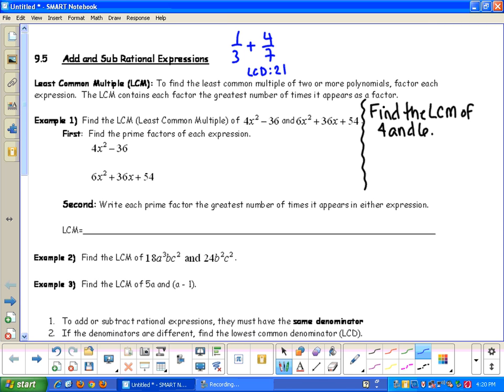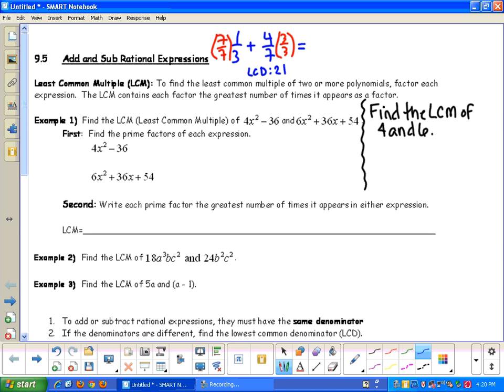So how do I get 21? 7 times 3. So then I look at my first fraction. I say, well, what times 3 is going to give me 21? I know that's going to be 7. So I would multiply this fraction by 7 over 7 because that's like multiplying by 1, so it doesn't change my equation at all. And for the second one, 7 times 3 would give me 21. So I'd multiply this fraction by 3 over 3 because that's like multiplying by 1 and it doesn't change my equation at all.